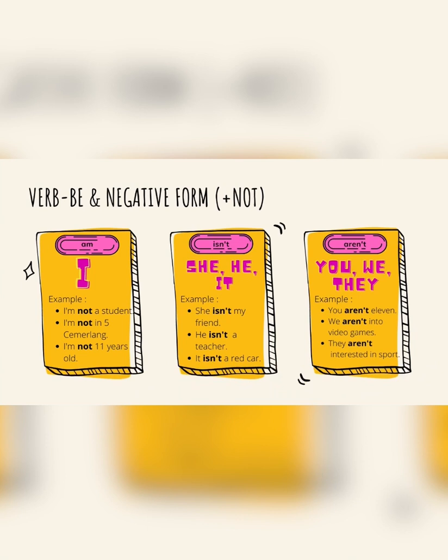Next is aren't. For example, you aren't 11. We aren't into video games. They aren't interested in sport.